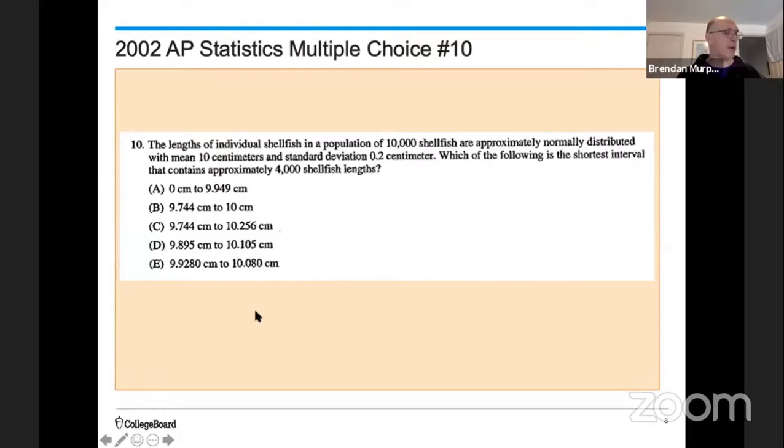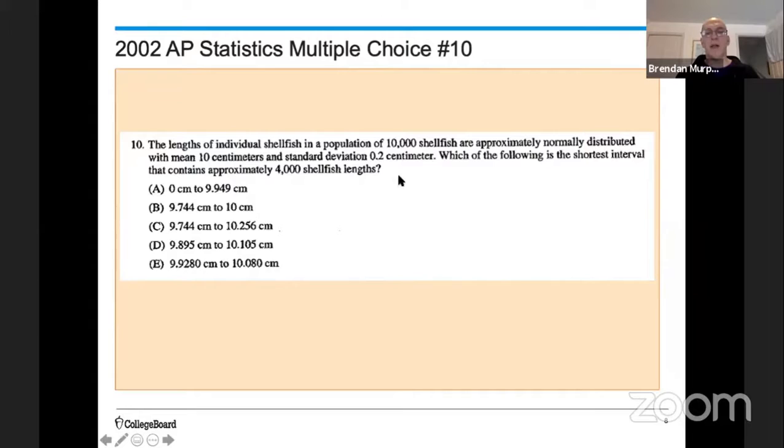Okay, so I found a couple of multiple choice questions. And we'll start out with those, and then we'll go to a free response or two if we have time. So the lengths of individual shellfish in a population of 10,000 shellfish are approximately normally distributed with a mean of 10 centimeters and a standard deviation of 2 centimeters. So there's a lot of good information in that. I know what the mean is, I know what the standard deviation is, and I have a pretty big population here of 10,000.